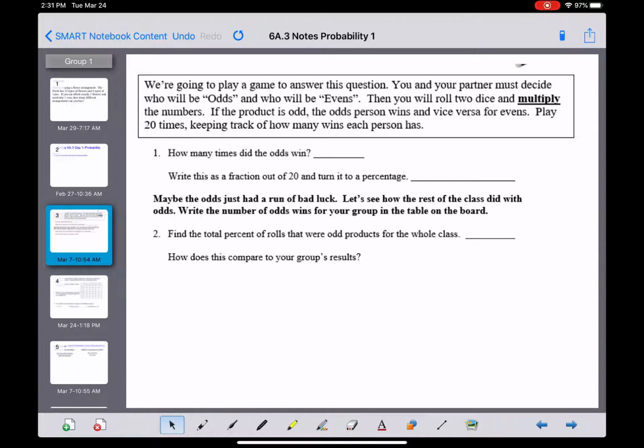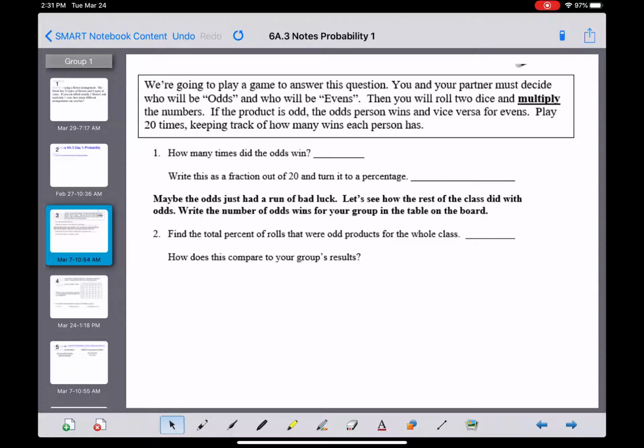It says we're going to play a game to answer this question. You and your partner must decide who will be odds and who will be evens. Then you will roll the dice and multiply the numbers. If the product is odd, the odd person wins, and vice versa for evens. Play 20 times, keep track of how many wins each person has.